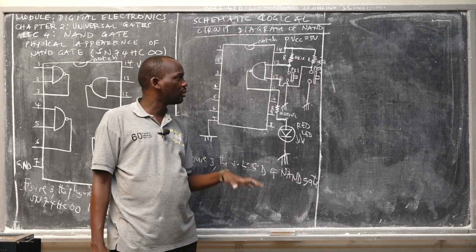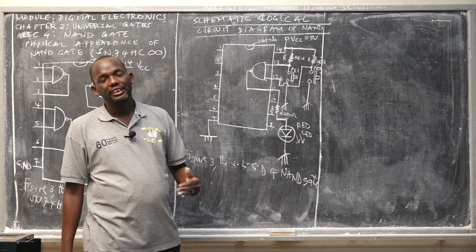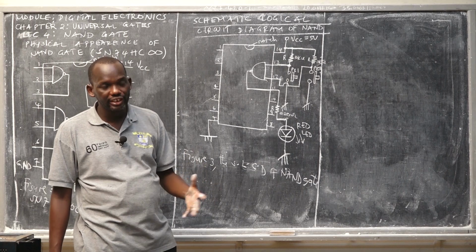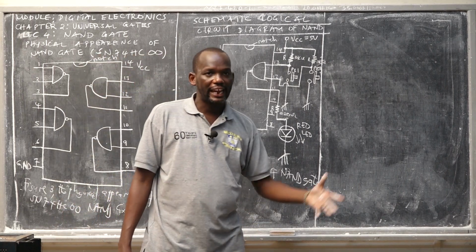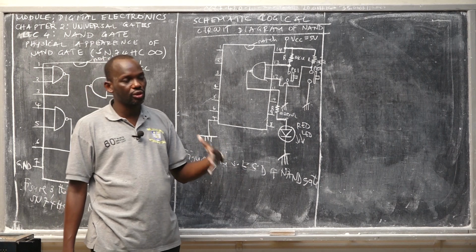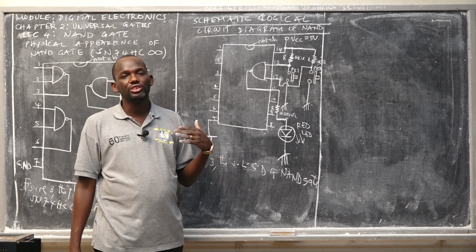Because according to its truth table, when both inputs are high, the output is 0. When either input is 0, then the output is 1.